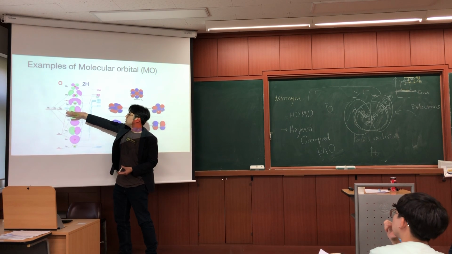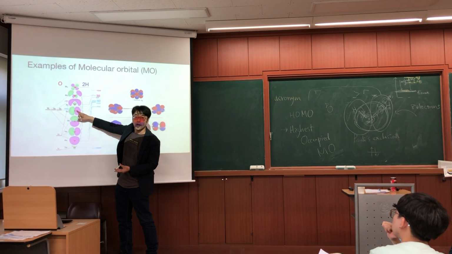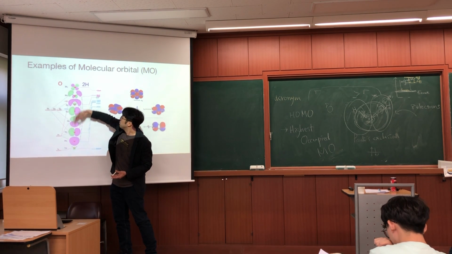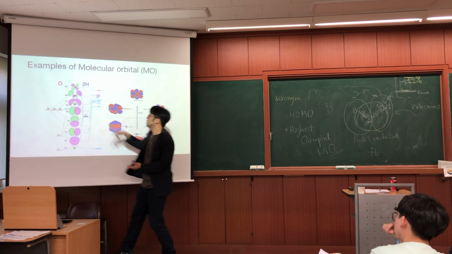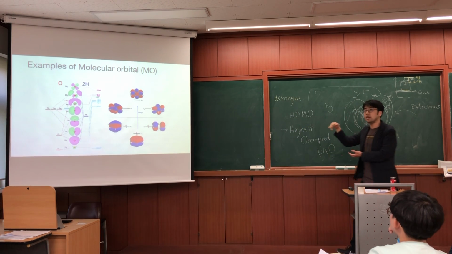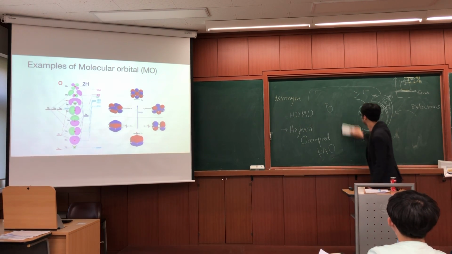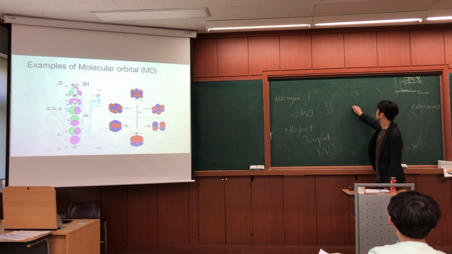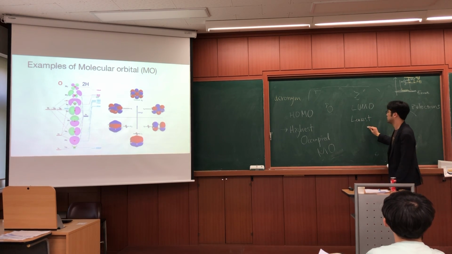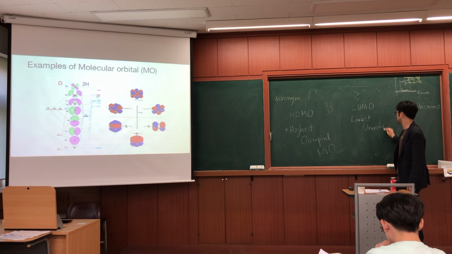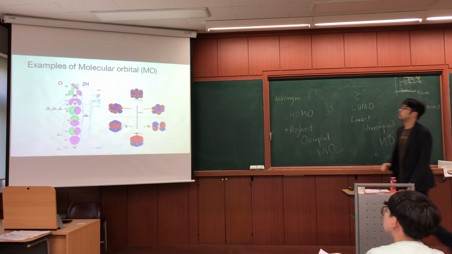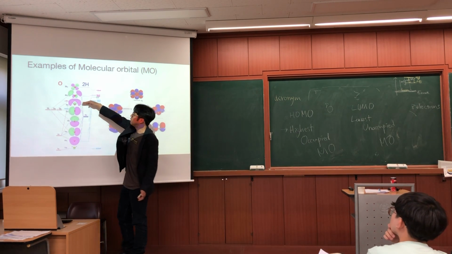So the highest occupied orbital, I mean the highest energy occupied orbital, means that this orbital is occupied by electrons. But what about this orbital? This orbital is empty, right? Because we have only 10 electrons in the water molecule. And the LUMO means lowest unoccupied molecular orbital, right? So this one becomes the LUMO.